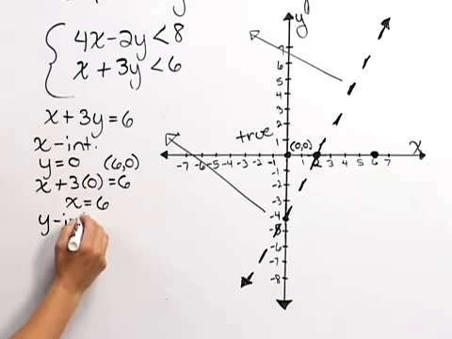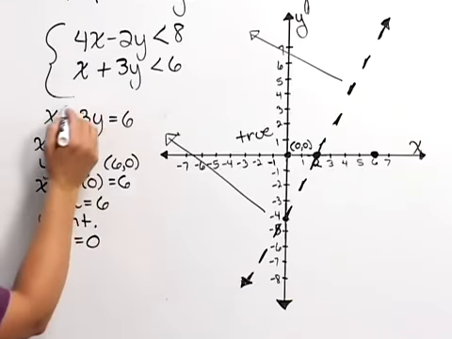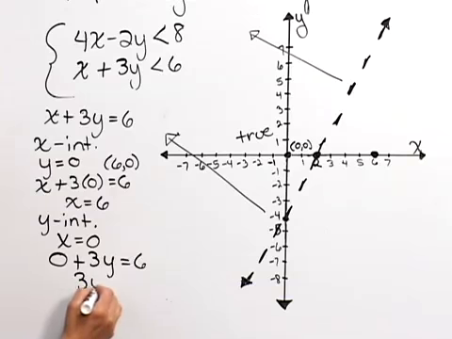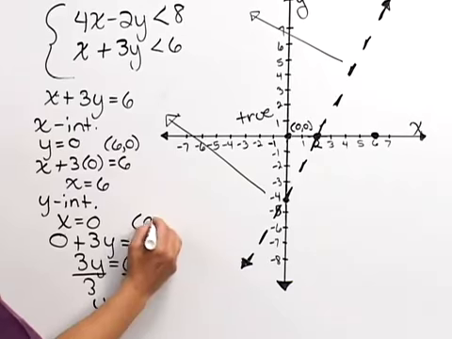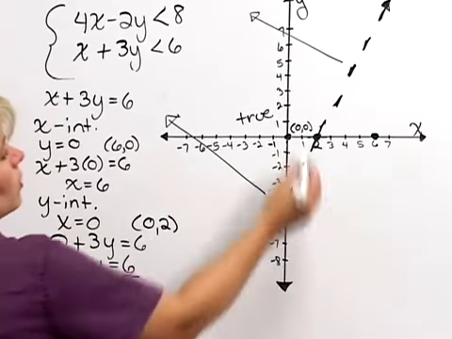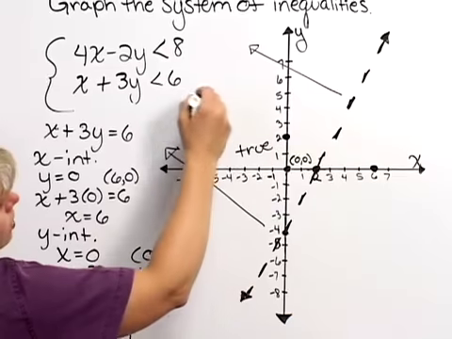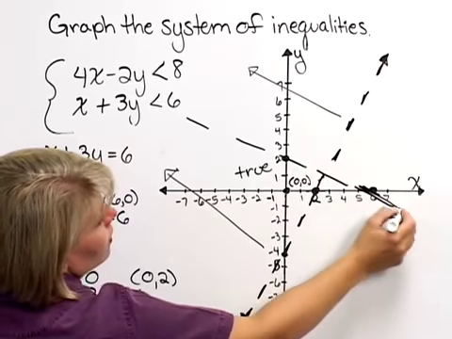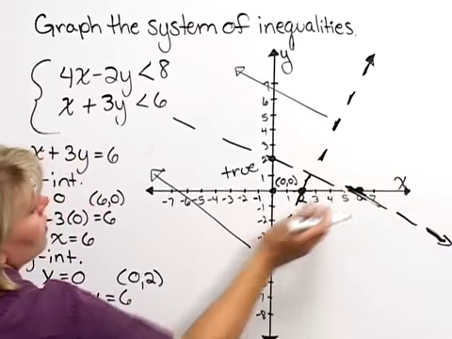Now let's find our y-intercept. So on our y-intercept, x is 0. So plugging in 0 here, we get 0 plus 3y equals 6, or 3y equals 6. If we divide both sides by 3, y ends up equaling 2. So we have the point (0, 2). Well, the point (0, 2) is right here. Now remember, we need to connect these two with a dashed line. So we're going to make a dashed line all the way over here. Okay, so now we have our dashed line.